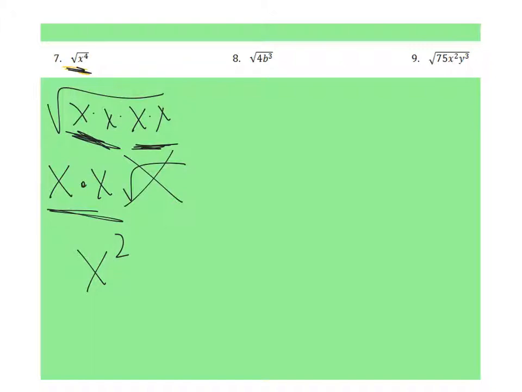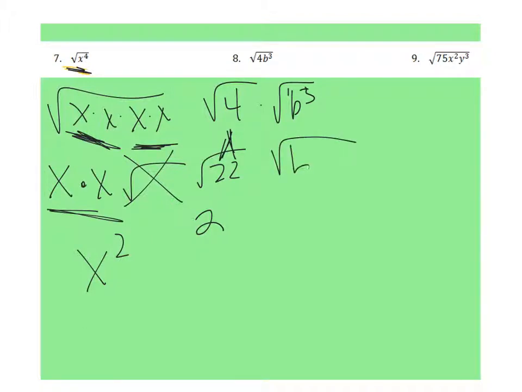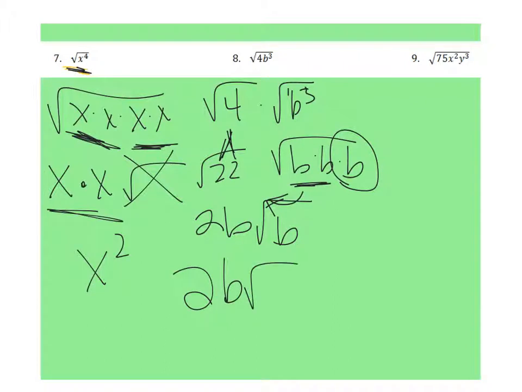For number 8, take this and break it apart. So take this in the square root of 4 and the square root of b cubed. Take those things separately. So 4 breaks into 2 and 2. So that's a pair. So I pull out 2. Okay, b to the third breaks apart into b times b times b. So I've got a pair there, so one of them comes out. So I've got 2b, then I've got 1 left underneath the square root. So my answer will be 2b square root of b. That'll be my answer for that one.